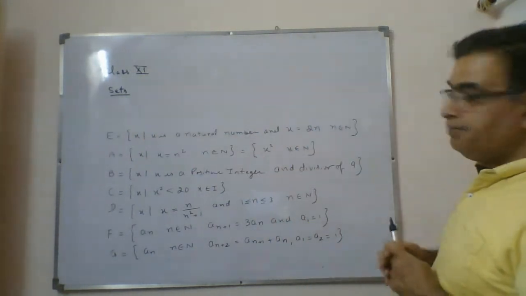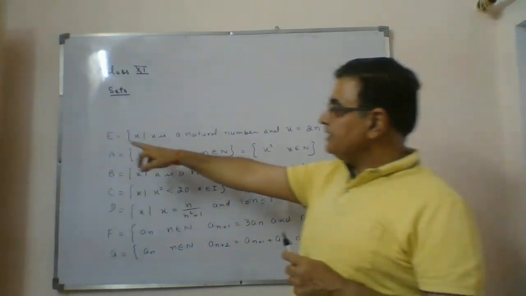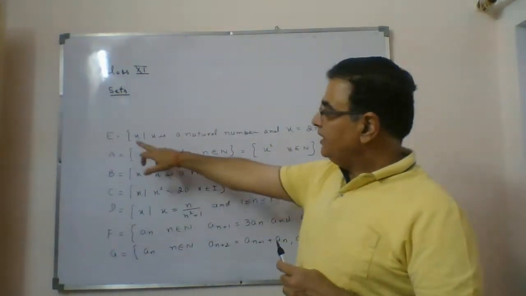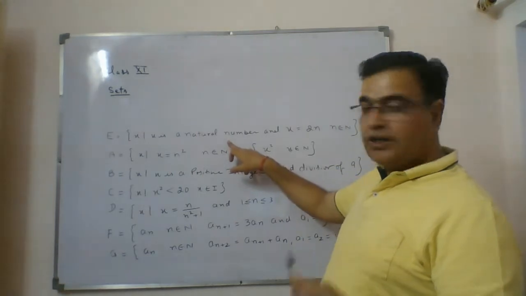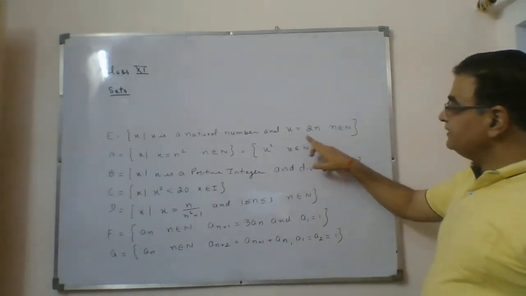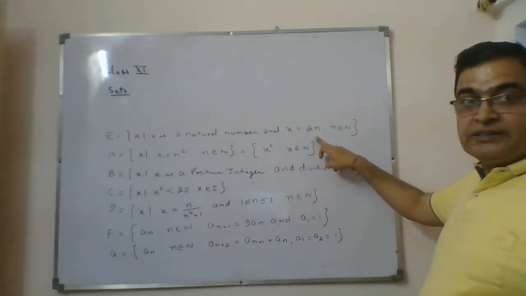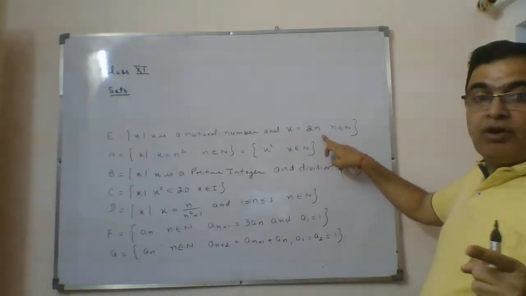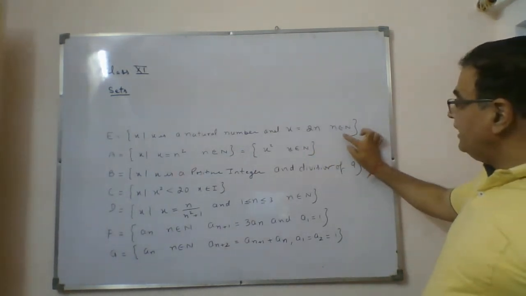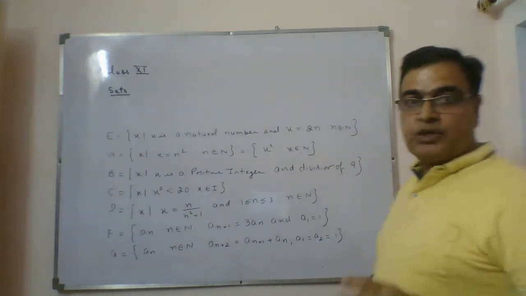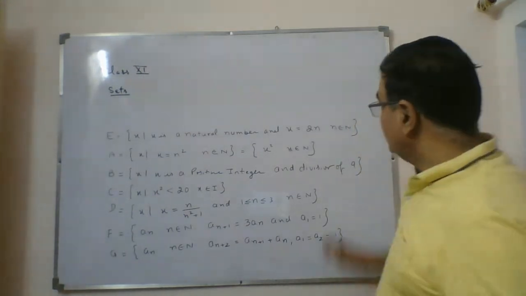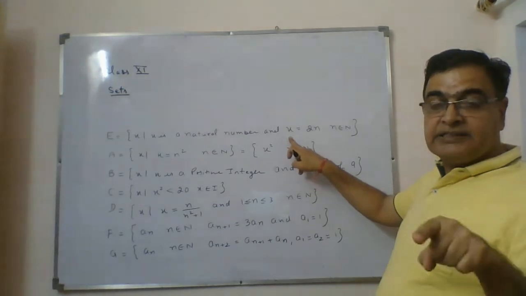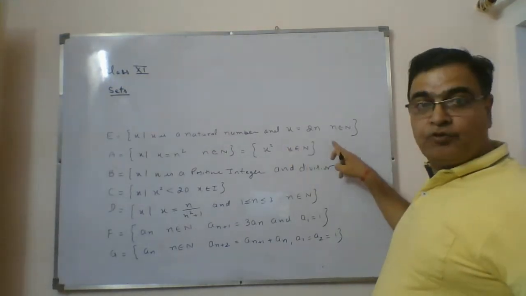So just note it. The first statement says E is a set of X where X is a natural number and X is equal to 2n. 2n means the natural number X you are taking is a multiple of 2, where n is a natural number. You know what a natural number is: 1, 2, 3, 4, 5. So what is X? X is that natural number which is a multiple of 2.